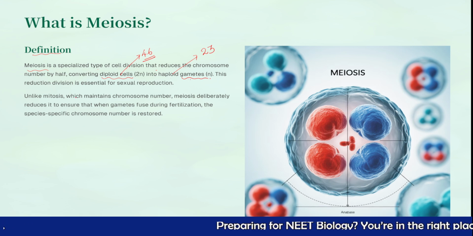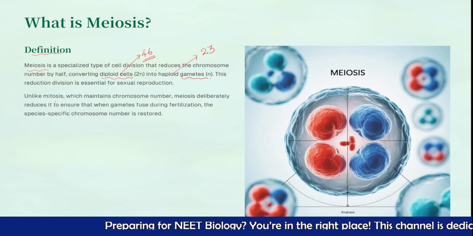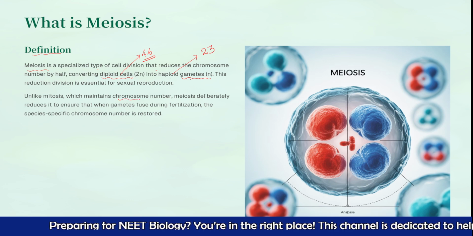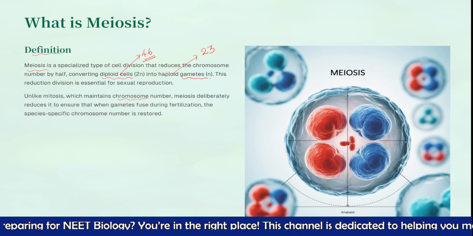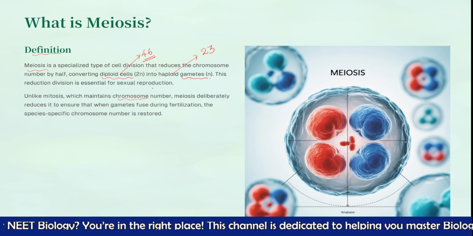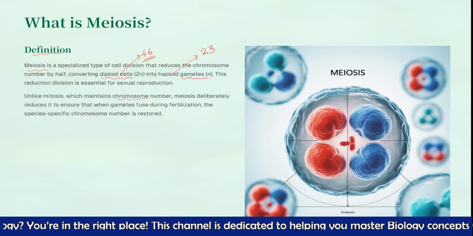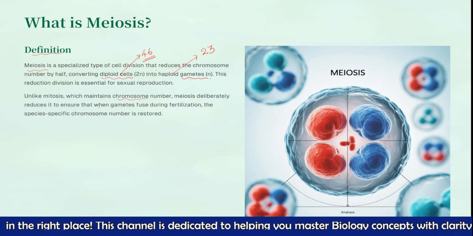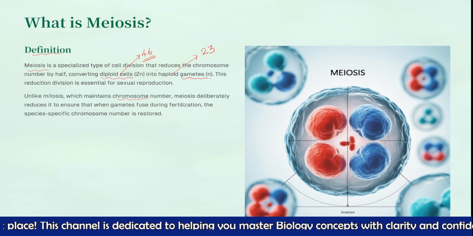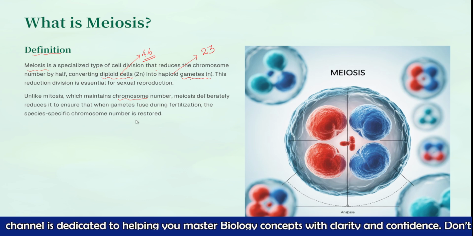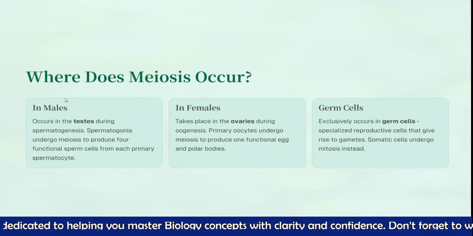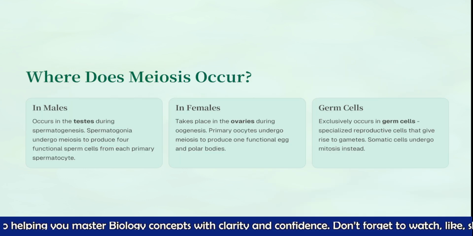So unlike mitosis, we discussed mitosis in the previous session. They maintain the same number of chromosomes. That's why mitosis is called an equational division, right? But here the number of chromosomes is reduced to half. So it is called a reduction division. That is one difference between mitosis and meiosis.